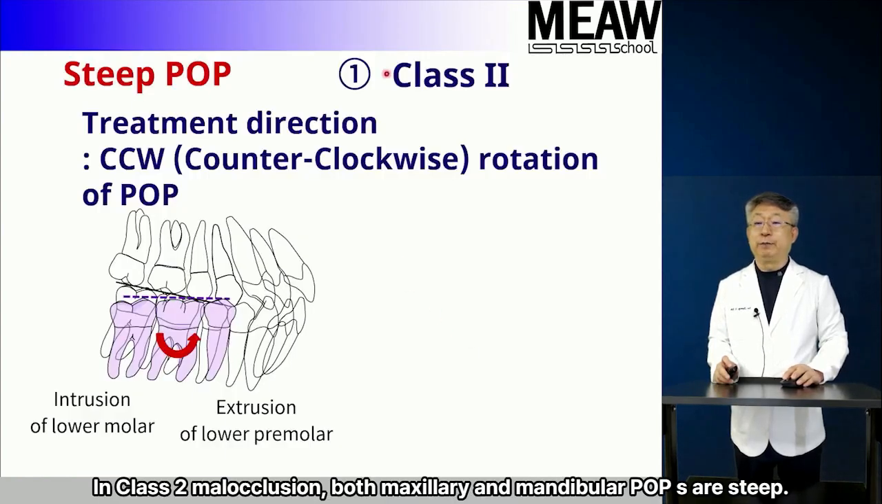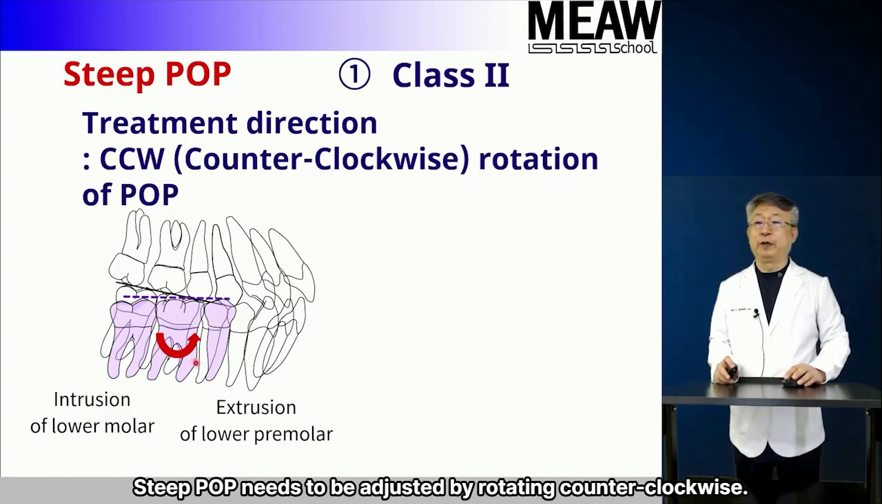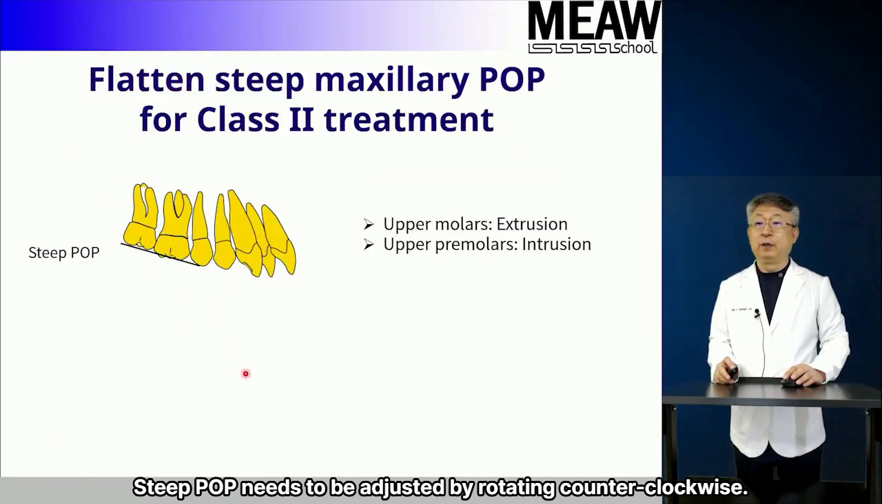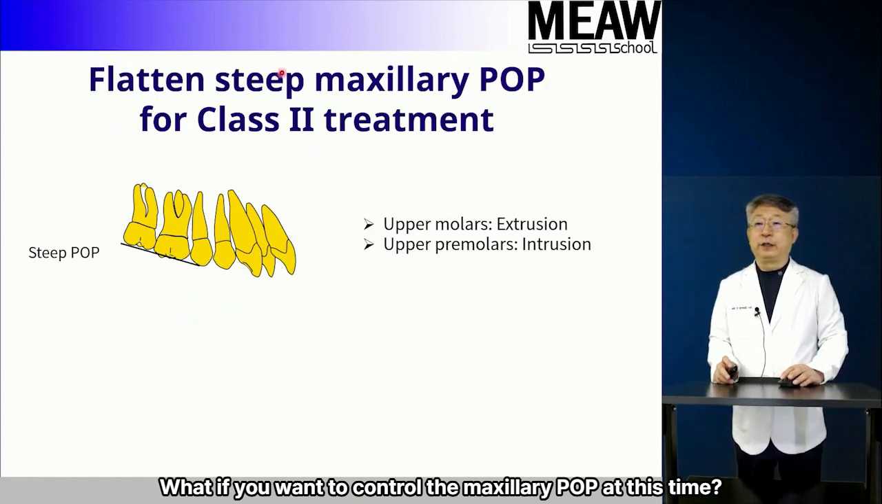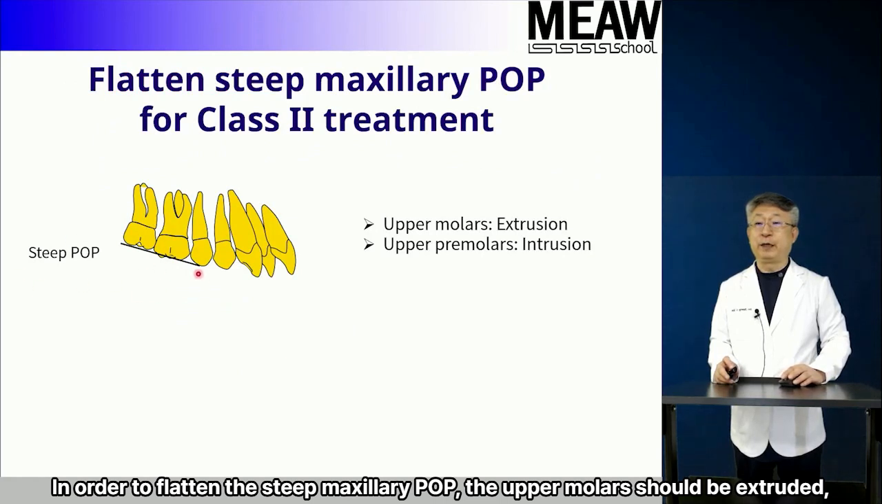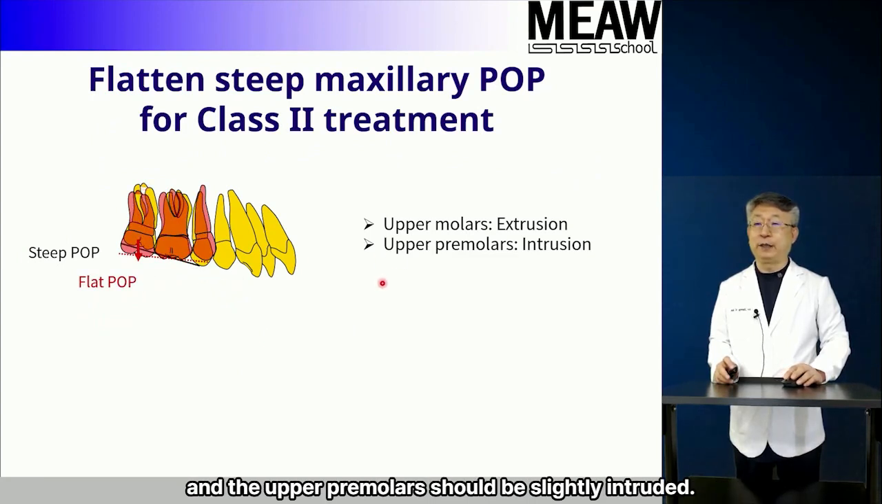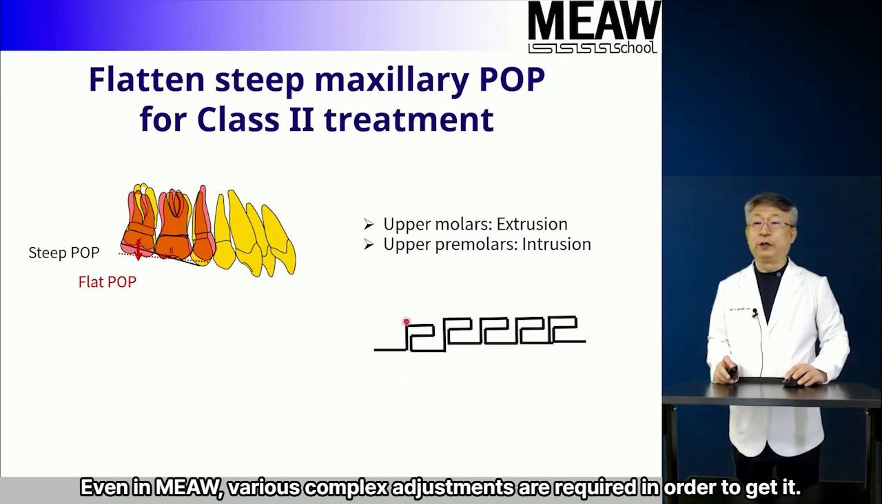In Class 2 malocclusion, both maxillary and mandibular POPs are steep. Steep POP needs to be adjusted by rotating counterclockwise. What if you want to control the maxillary POP at this time? In order to flatten the steep maxillary POP, the upper molars should be extruded, and the upper premolars should be slightly intruded. Even in MEIW, various complex adjustments are required in order to get it.